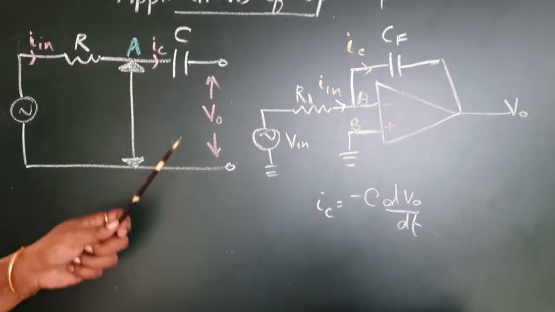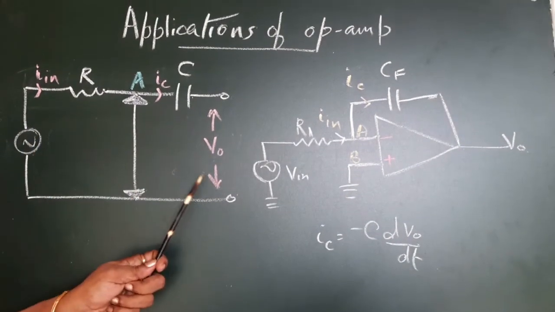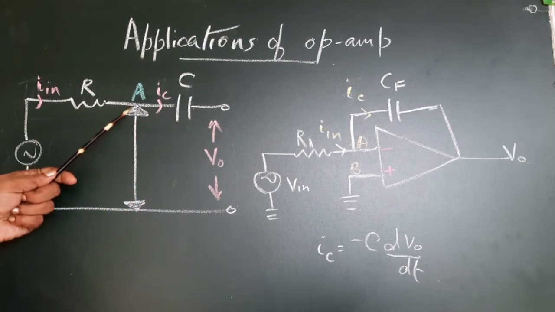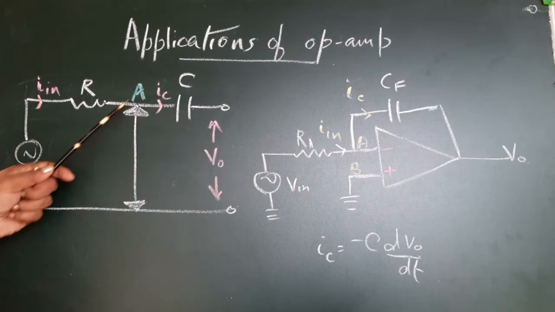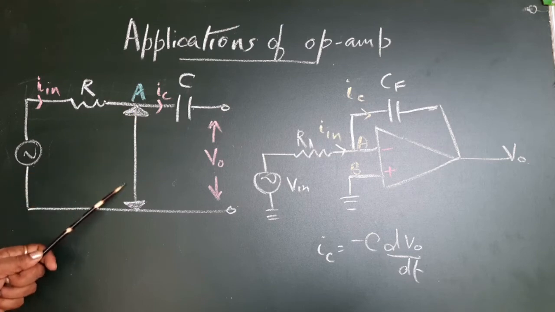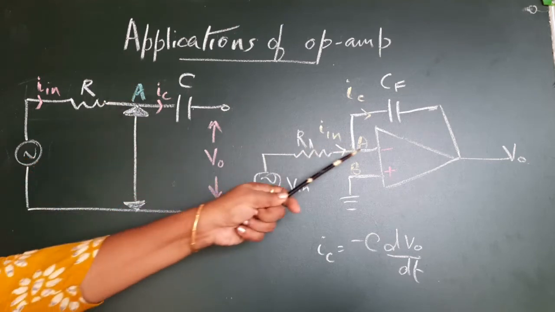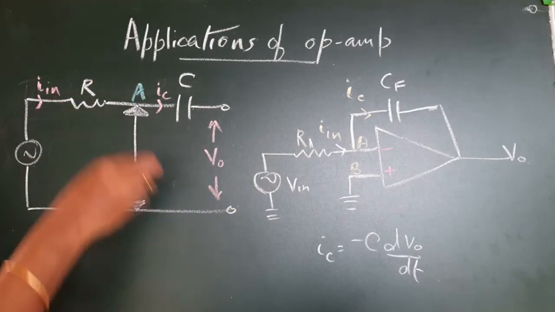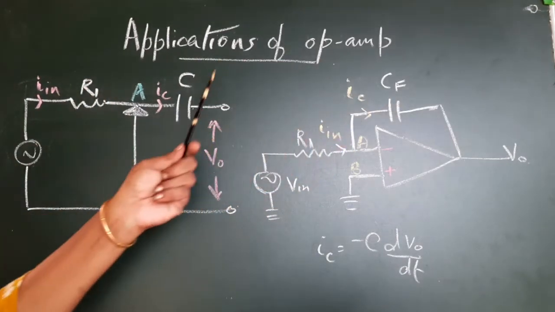In fact, I left out the equivalent circuit of this integrator. This thick arrow shows the concept of virtual ground. So A is a virtual ground point. This is R1. This is our CF.